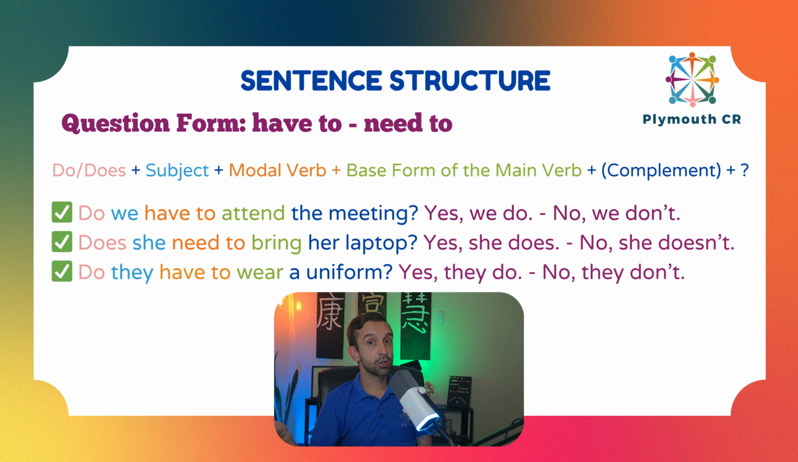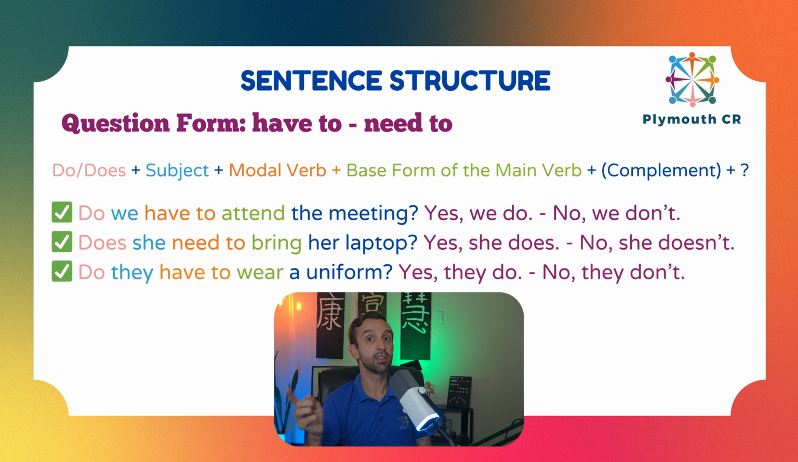Okay? Sentence structure for have to and need to. Well, we're going to still apply the rule of using the auxiliary verb do or does. So we're going to start with do or does, then the subject, the modal verb. Remember that we take have to and need to as one modal verb, and then the verb in the base form and the meaning, the complement.